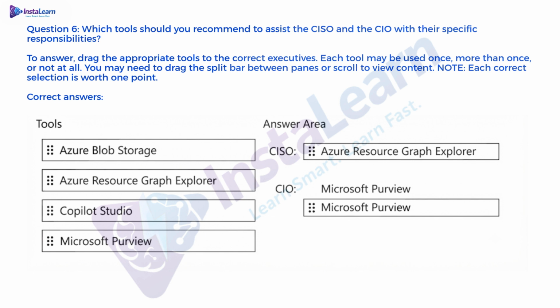2. CIO, Microsoft Purview. Here's why. The Chief Information Officer, CIO, is responsible for the overall information technology strategy and data governance. Microsoft Purview provides a comprehensive solution for data governance, risk management, and compliance, helping the CIO manage, protect, and understand data across the organization's entire digital estate.